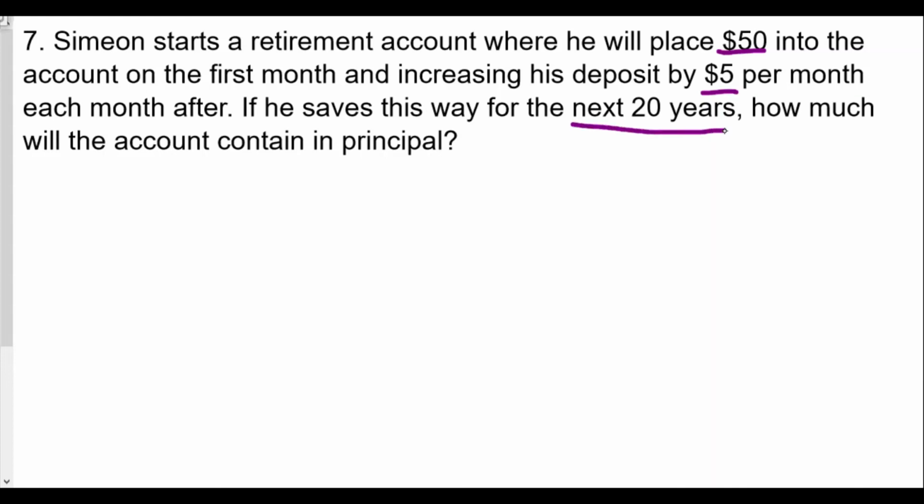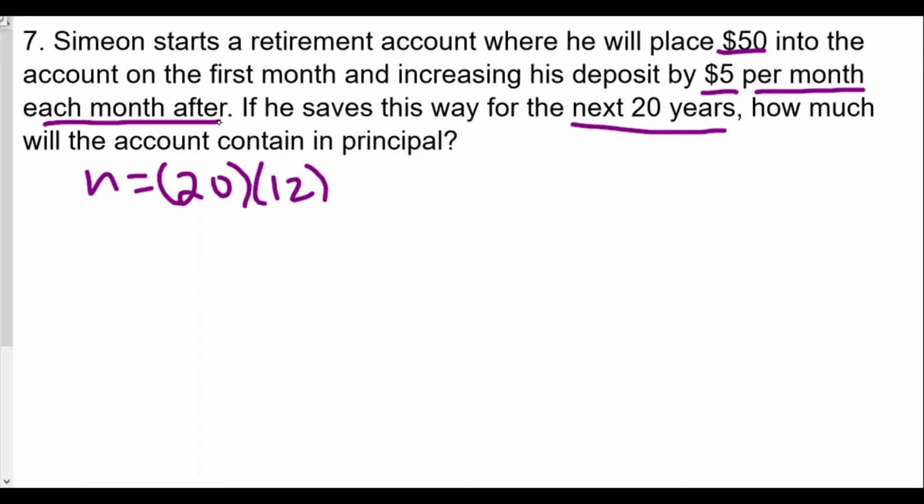This is over 20 years. Now the thought is, n is 20? No, because n is equal to 20 times 12. The reason is we're doing $5 per month in each month after. So we want to figure out how many months have passed. So that would be 20 times 12, which is 240.